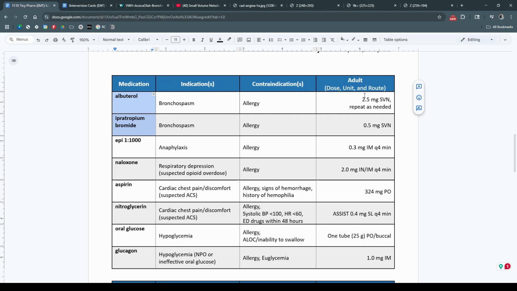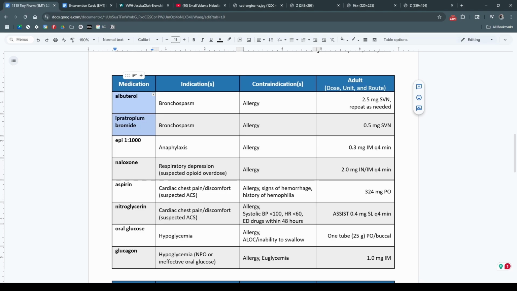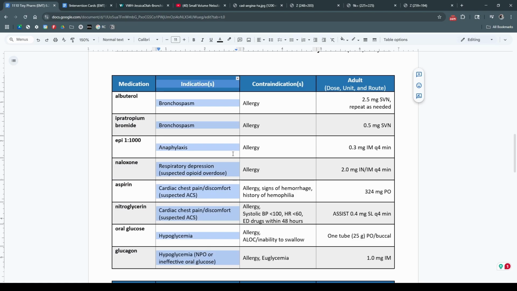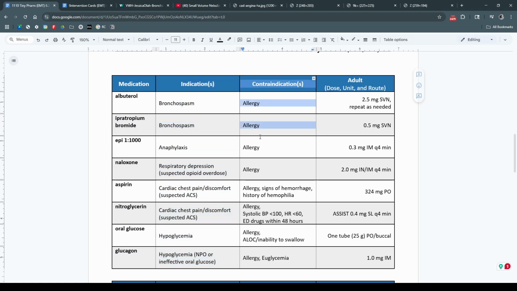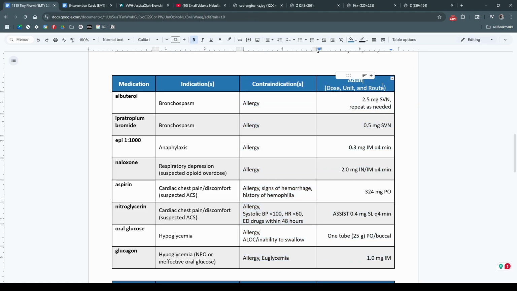But I want to start just discussing what I call tiny pharm, which is the bare minimum information, the fundamentals of essentially, as an EMT, what are the medications I have available? When should I give them? And what should I give them for? Why can't I give them even though I want to? And for adults, how do I give them and how much do I give?